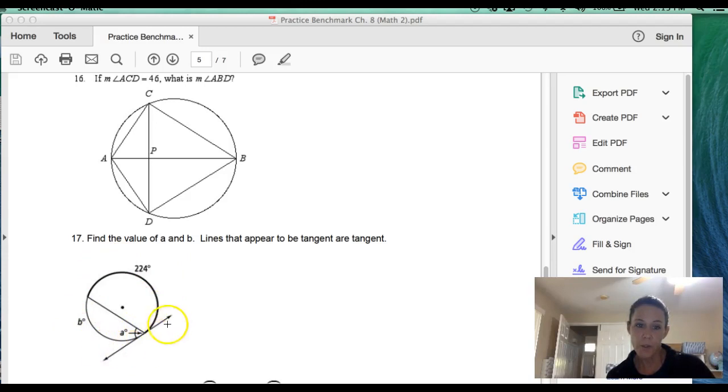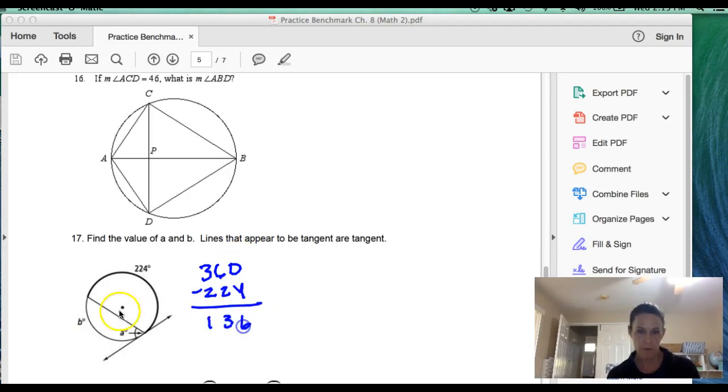Let's go ahead and look. All the way around the circle is 360. We have 224 here. So the measure of arc B is just going to be 360 minus 224. Just go ahead and do the math on that, and you're going to get 136. So B, this section here, is going to be 136.